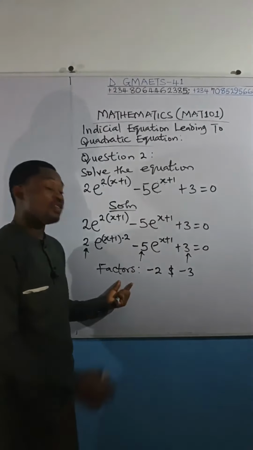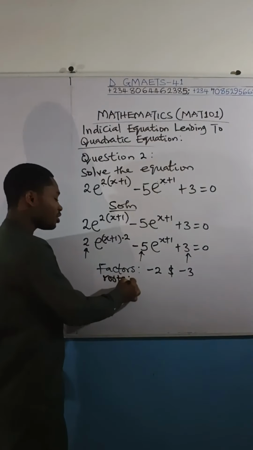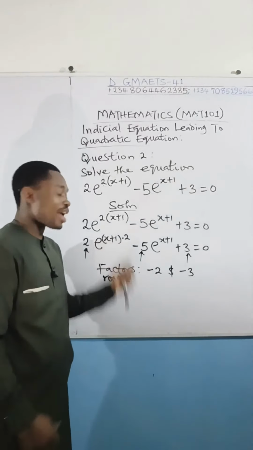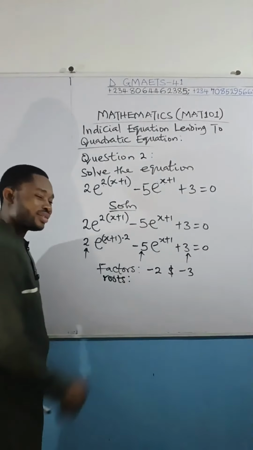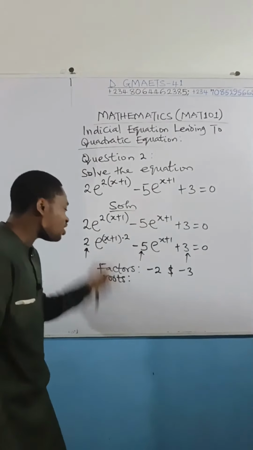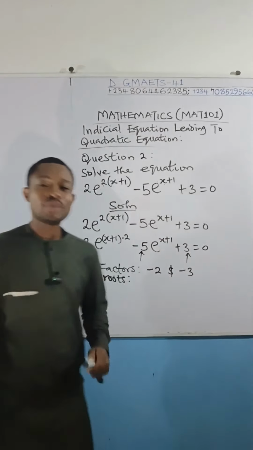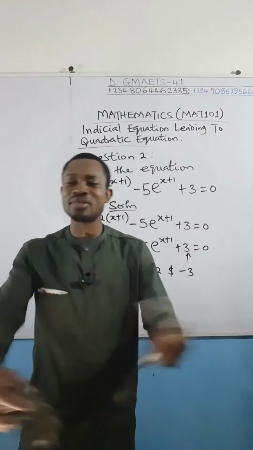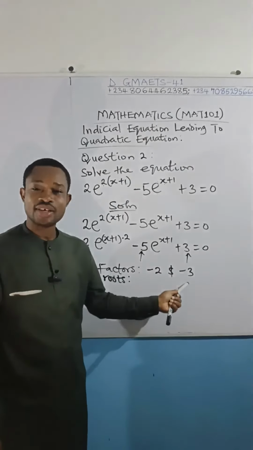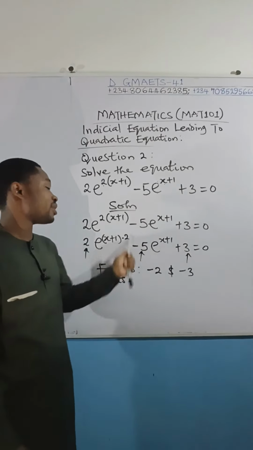From here, the root of the equation will now be what? The roots, to get the roots of the equation, which are now the values of exponential x plus 1. The roots are the values of this exponential x plus 1, because that's the unknown term. And how do you get the roots? I've told you, change the signs of this guy. If you change their signs, divide them by the coefficient of the term bearing power 2.